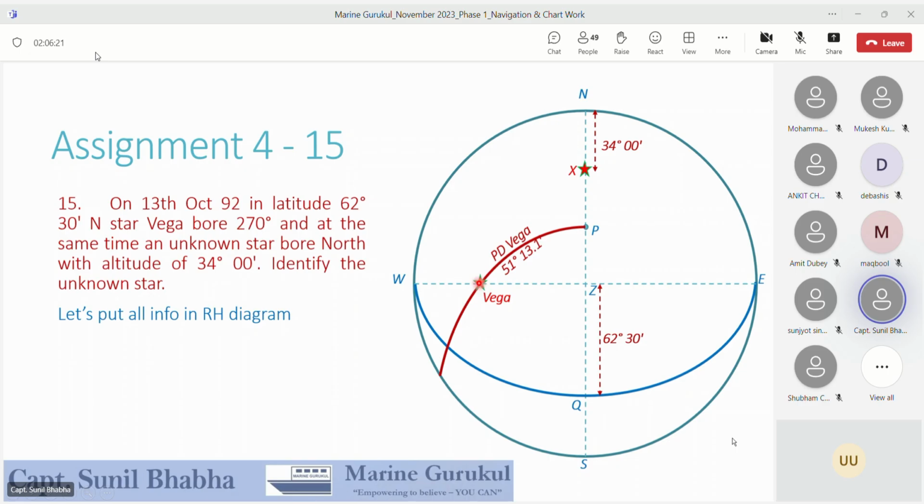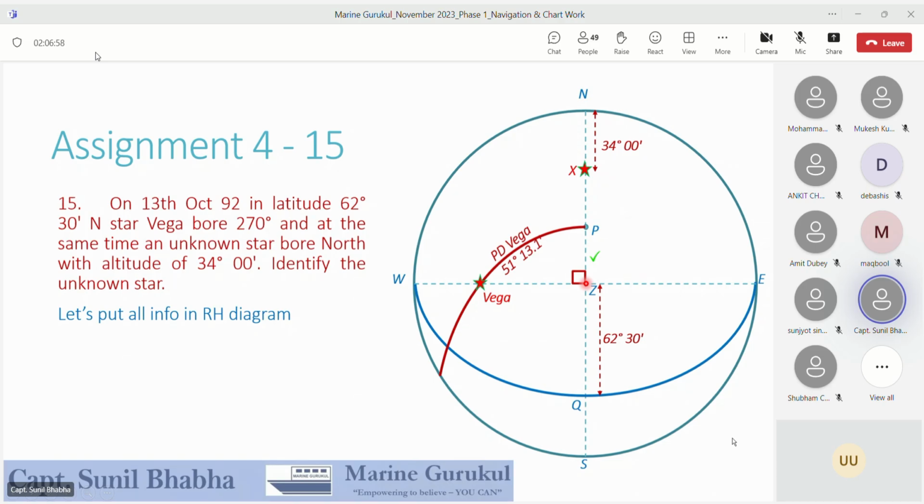Now have a look at the PZ Vega triangle. I have named it Vega, otherwise this is the PZX triangle. I'm showing that triangle with the help of the laser pointer now. In that triangle you see angle Z is a right angle, because star Vega is at 270 bearing. The pole is north of the observer. So the angle Z is 90 degrees in this particular diagram.